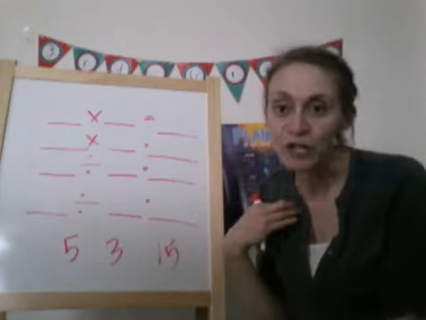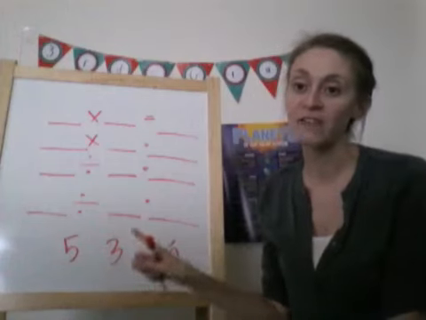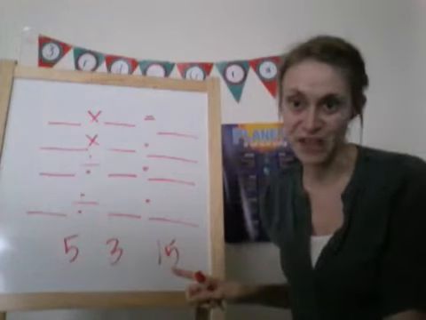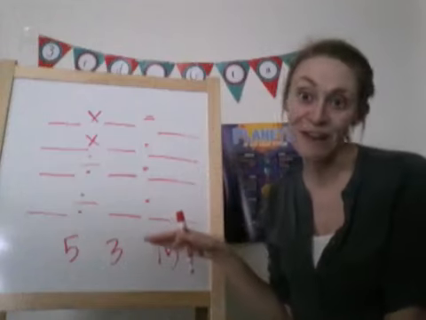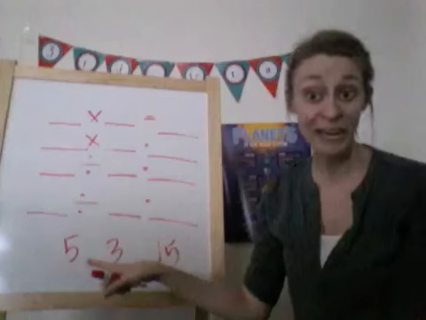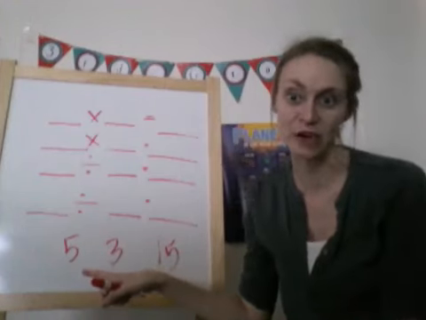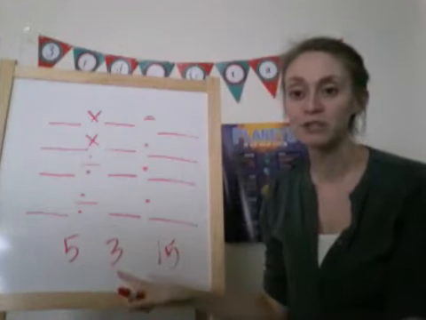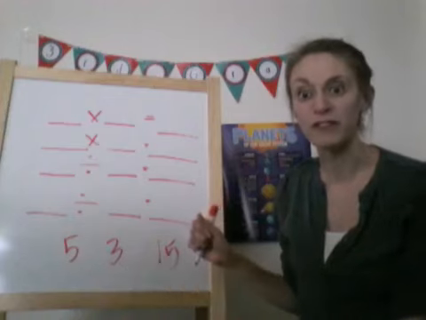So the three numbers I've chosen for this video are 5, 3, and 15. So let's fill in our fact family, all right? Let's start with multiplication. Well, I know, because of my 5 song and my 3 song, that 5 times 3 equals 15. So I'm going to fill in my first fact family.